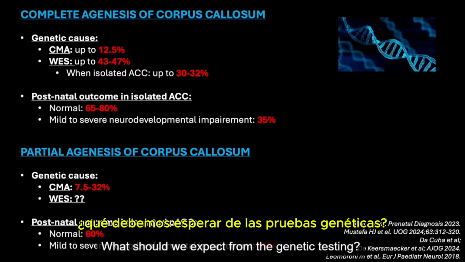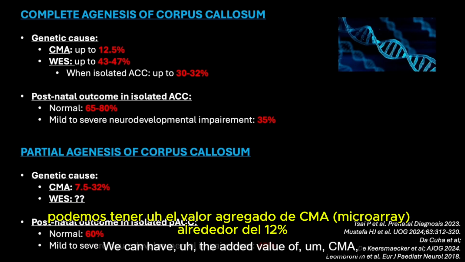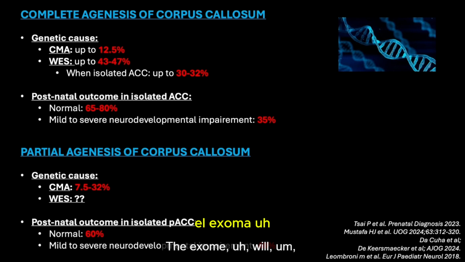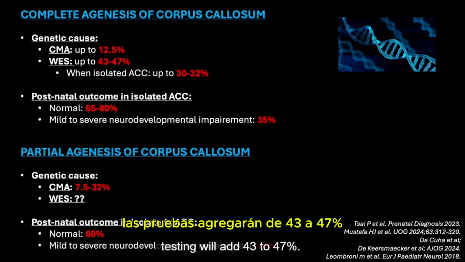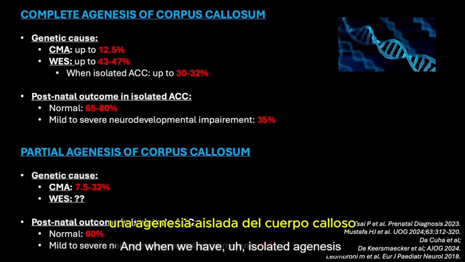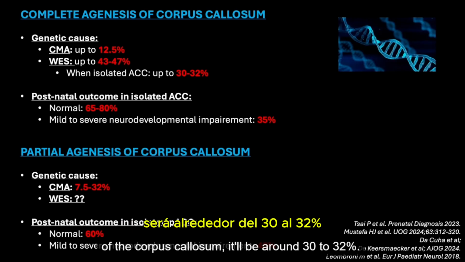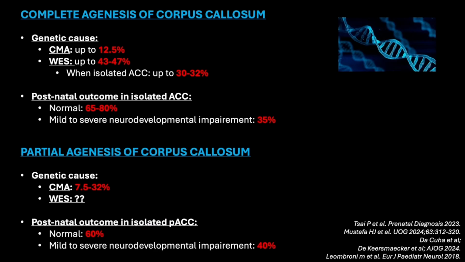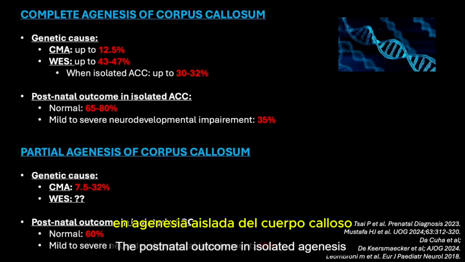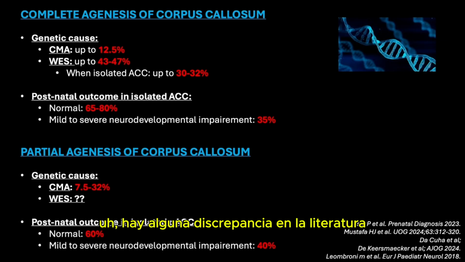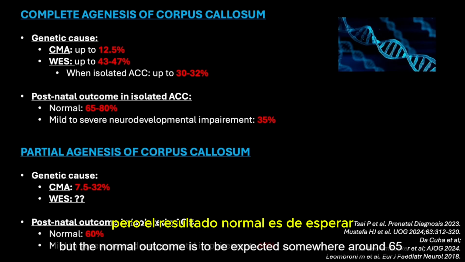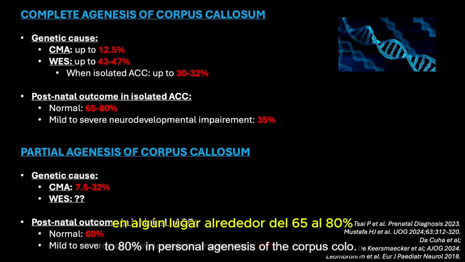What should we expect from the genetic testing? We can have an added value of CMA, around 12%. Exome testing will add 43 to 47%, and when we have isolated agenesis of the corpus callosum, it will be around 30 to 32%. Regarding postnatal outcome in isolated agenesis of the corpus callosum, there is some discrepancy in the literature, but a normal outcome is to be expected somewhere around 65 to 80%.